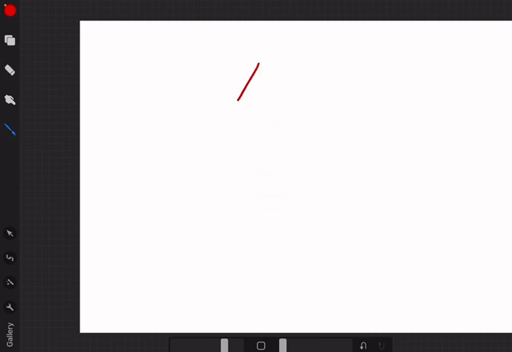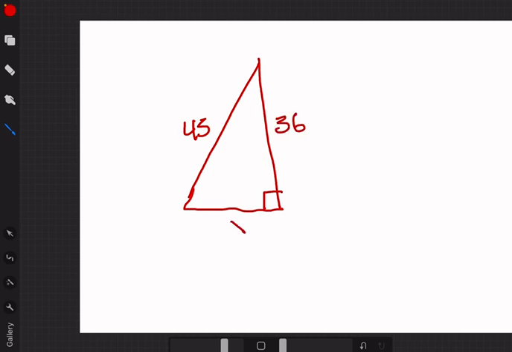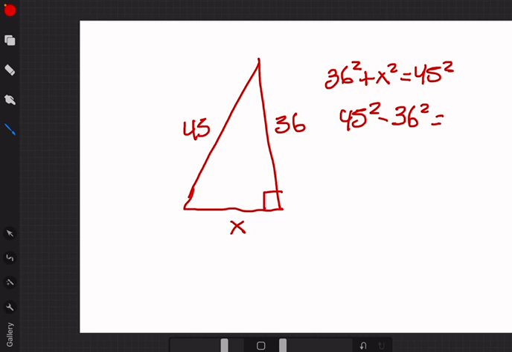Okay, so our next triangle, there's the right angle. This side is 45. This side is 36. This side is x. So we know that 45 is our hypotenuse. So we're going to do 36 is a plus x squared, which is b, equals 45 squared. So again, we're going to subtract 36 squared from 45 squared and get our x.